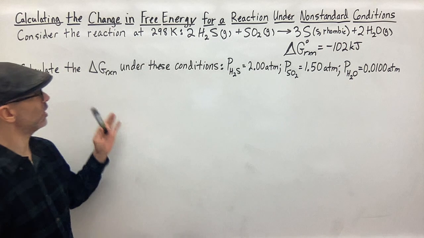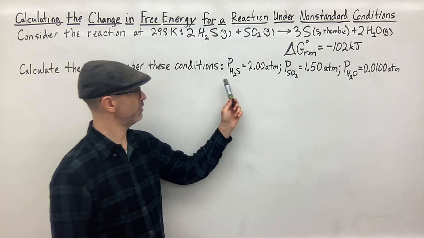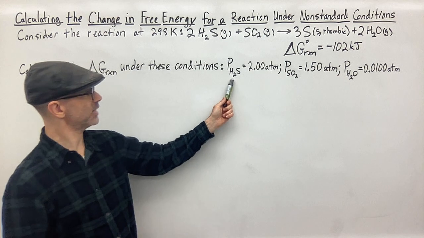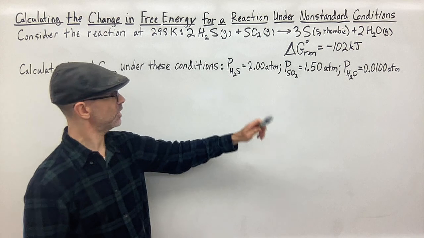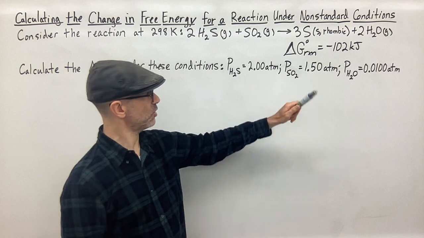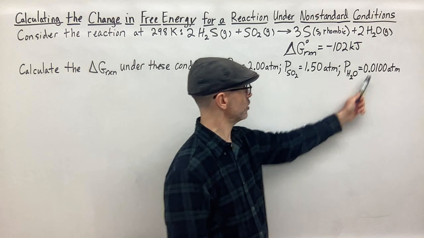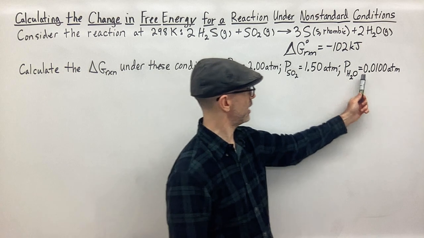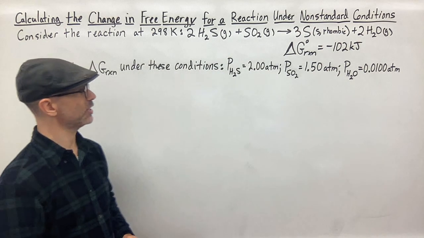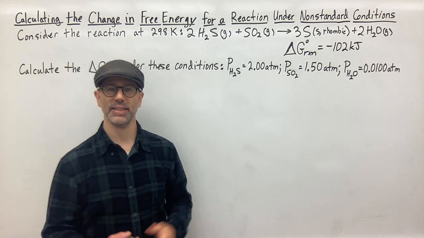So what about under non-standard conditions? We're given the partial pressure of H2S gas at 2 atmospheres, the partial pressure of SO2 gas at 1.50 atmospheres, and the partial pressure of water at 0.0100 atmospheres. So there's our non-standard conditions. So let's get into this.